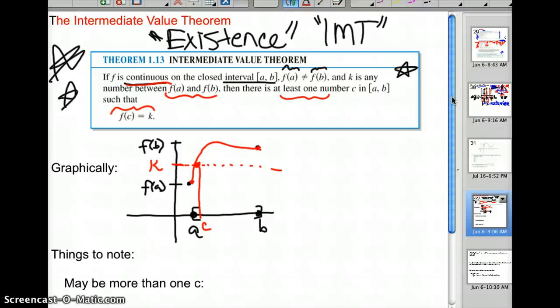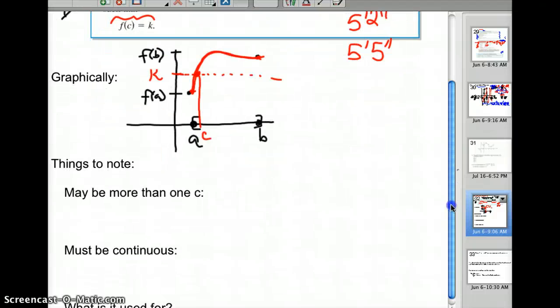But basically what that's saying is if you're going to be continuous and you're going to go from one to the other, you've got to hit everything between it. It's kind of like if you were growing, and if you grew from 5 feet, say 2 inches, to 5 feet, 5 inches, at some point along that growth pattern, you must have been 5 feet, 3 inches. So let's go down here.